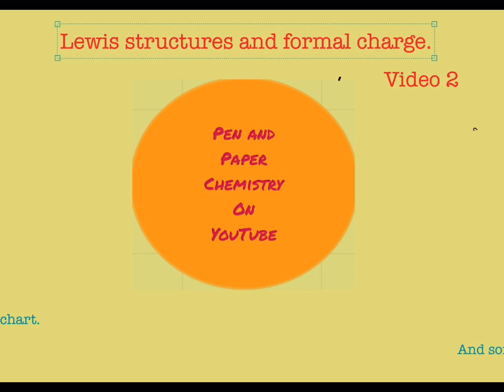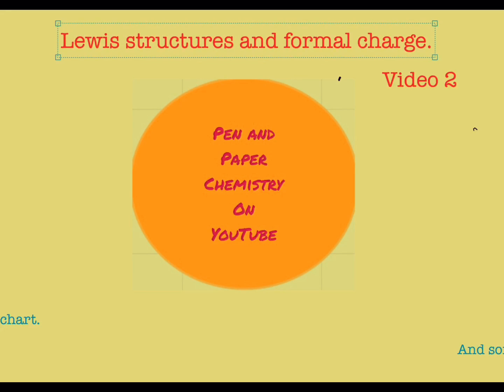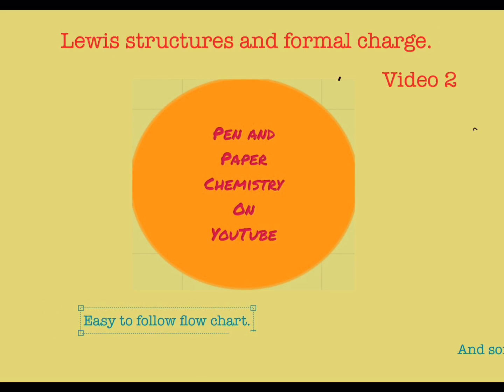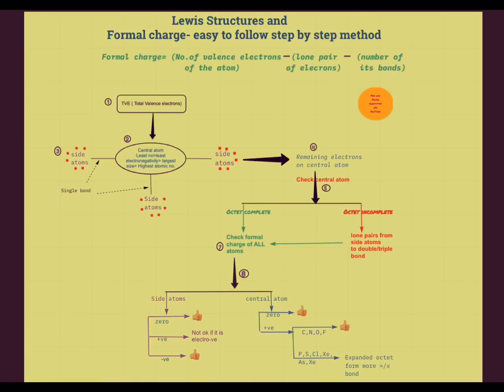This is video number 2 on the topic Lewis structure and formal charge. In the previous video, I've already given you an easy to follow flow chart. In this video, we shall be doing some more examples based on this concept. So continue with this video only after you have fully absorbed the contents of video 1, where I had given you a flow chart to follow the step-by-step method in order to draw the Lewis structure of any compound or an ion, right? So let's go ahead.